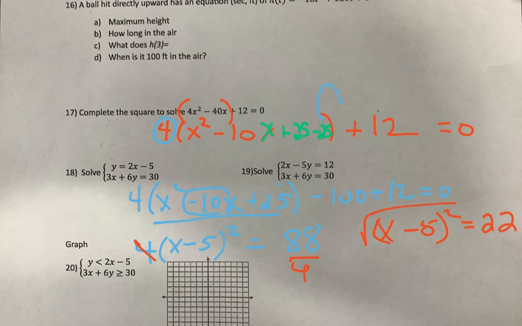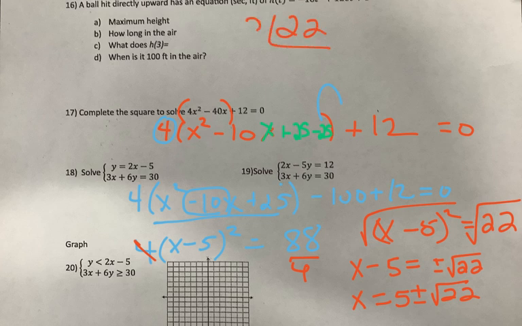Square root both sides. And so you get x minus 5 equals plus or minus root 22. This does not break down if you try it. So 5 plus or minus root 22. If you try to break down 22, it just gets you 2 and 11, and there's no pairs.